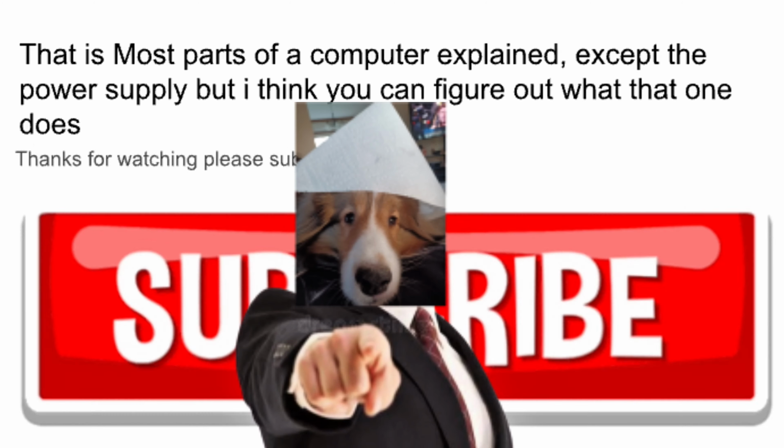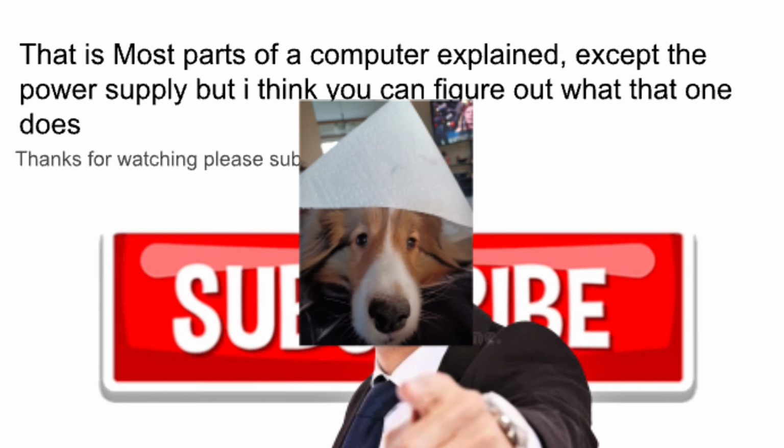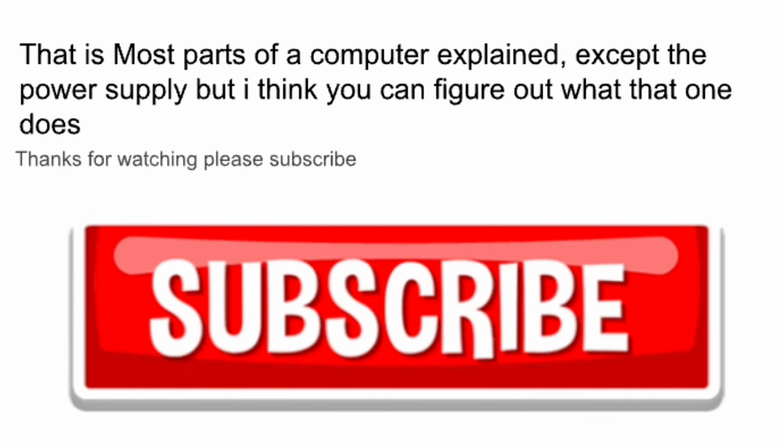This is most parts of a computer explained, except the power supply, but I think you can figure out what that one does.